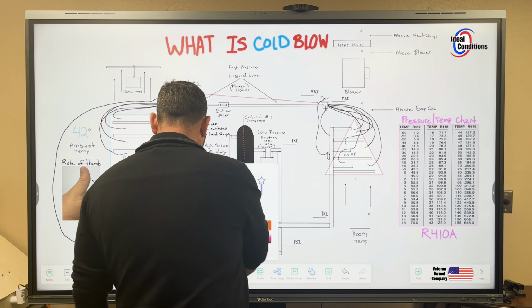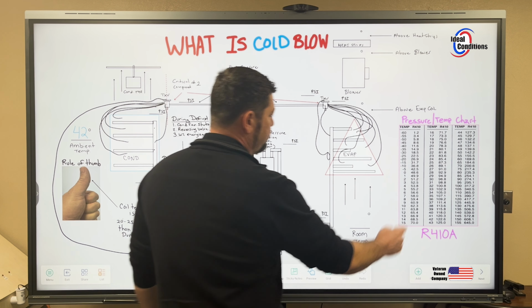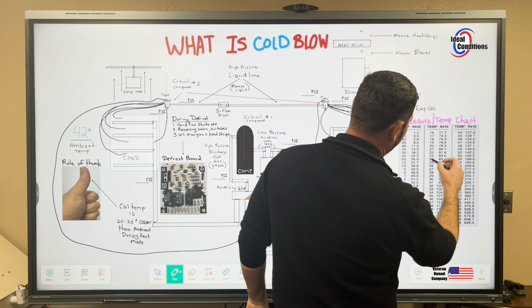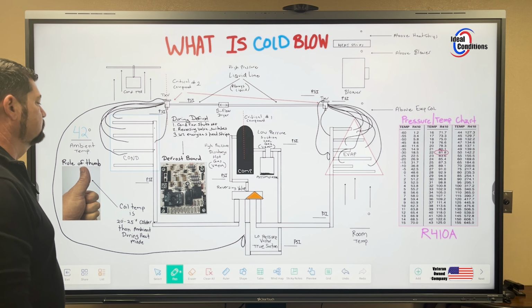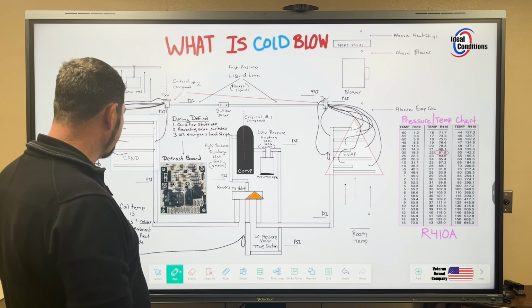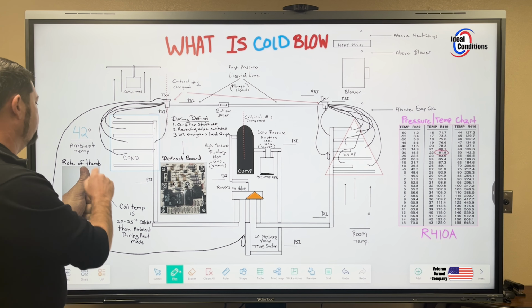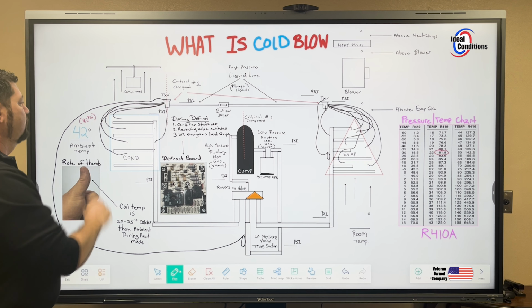So we'll do a couple of values here. We'll say 42 minus 20 gives us 22. All right, so 22 would be 81.8. I'm going to go ahead and round up and say 82 psi. So 82 psi would be the value for 42. I'm just going to make a note over here, 82 psi, and we'll come back to that.